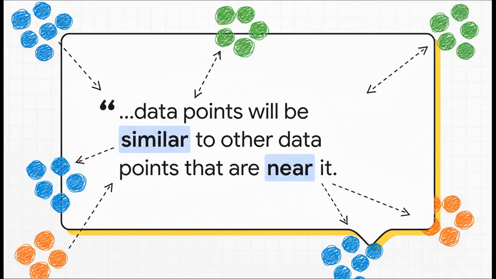This is it right here. The whole idea is that you can tell a lot about something just by looking at what's around it. You know the saying, birds of a feather flock together? Well, in the world of data, things that are close to each other are probably similar.